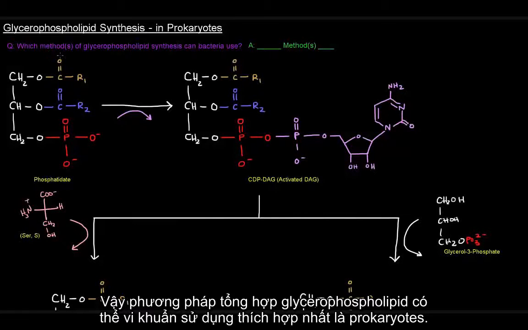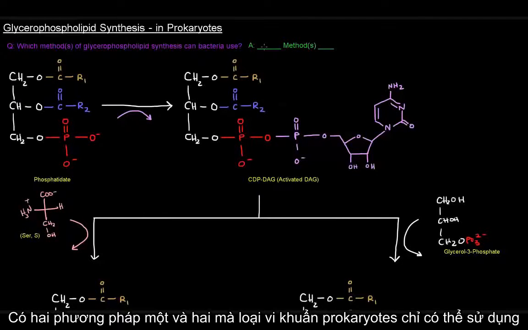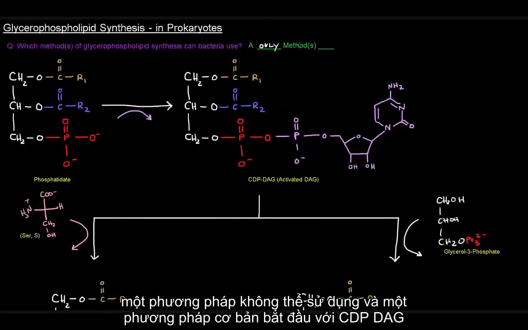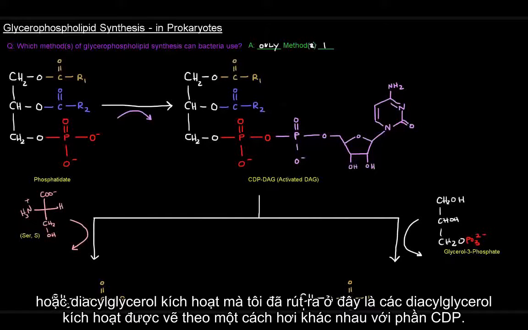So, which methods of glycerophospholipid synthesis can bacteria or prokaryotes use? Well, there were two methods, 1 and 2, but bacteria, prokaryotes, can only use method 1. You cannot use method 2. And method 1 basically started with the CDP-DAG, or the activated diacylglycerol, which I've drawn here.